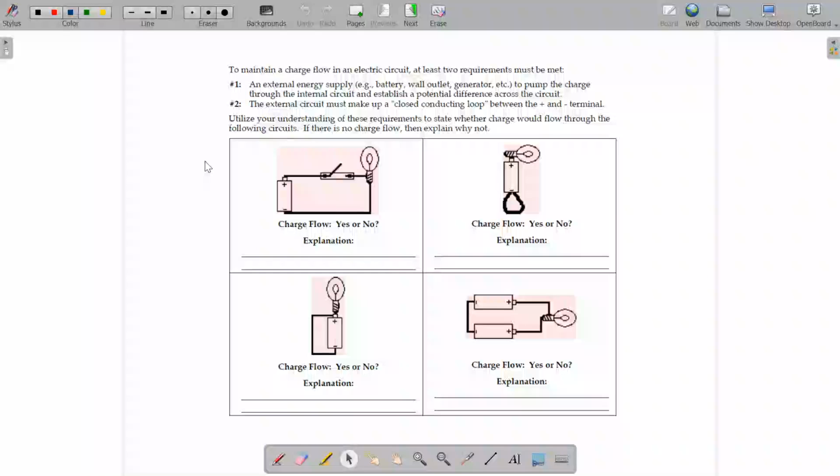In closing this video, let us move on to talking about the requirements to maintain charge flow across an electrical circuit. And there are at least two requirements. One, an external energy supply, such as a battery, to pump the charge through the internal circuit and establish a potential difference across the circuit. So that's the first requirement.